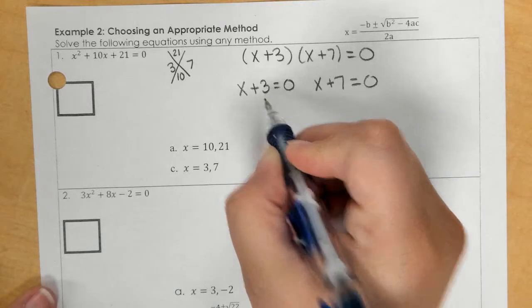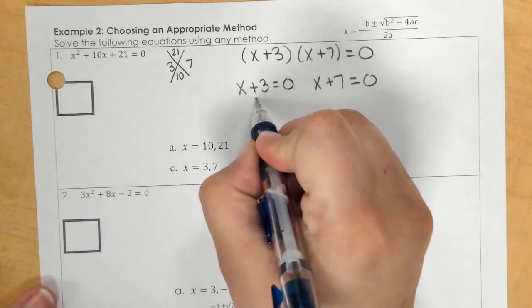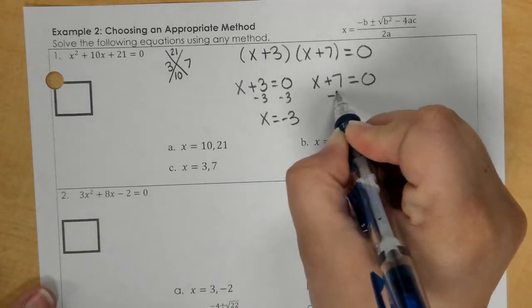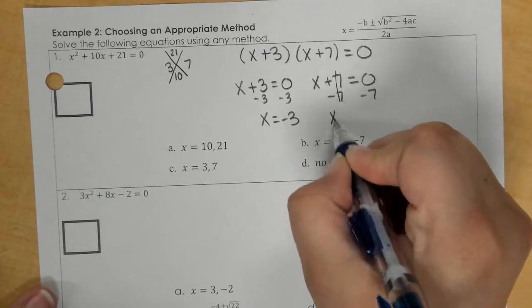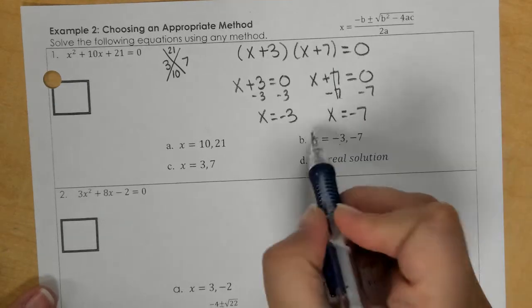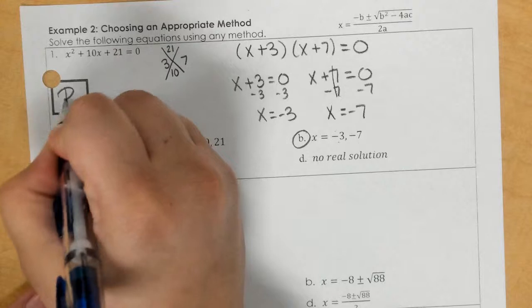Here, to get x by itself, I just subtract 3. So x is negative 3. Here I subtract 7. So x is negative 7. So we're looking for negative 3 and negative 7, so B.